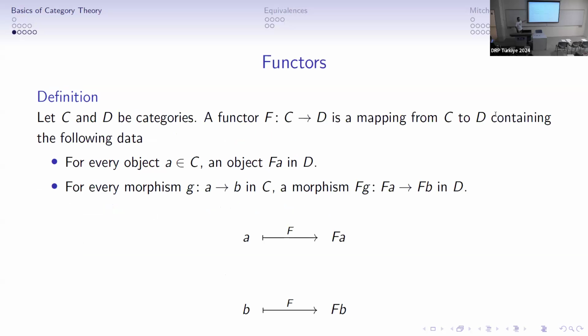So when we want to create relations between categories, we need functors. So a functor basically consists of an object FA in D for each object A in C, and a morphism Fg in category D for each morphism g in category C. And functors have to preserve identity morphisms and compositions of morphisms.